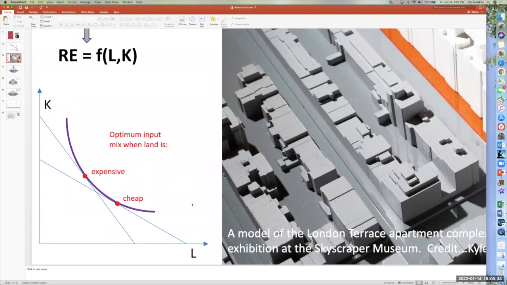Now, when you've got two inputs, land and capital, when land is more expensive, you're going to want to trade off and substitute capital for land. That means you've got more building per unit of land, and that's higher density. So that's a result that follows immediately from this monocentric model and the bid-rent curve that emerges from it.